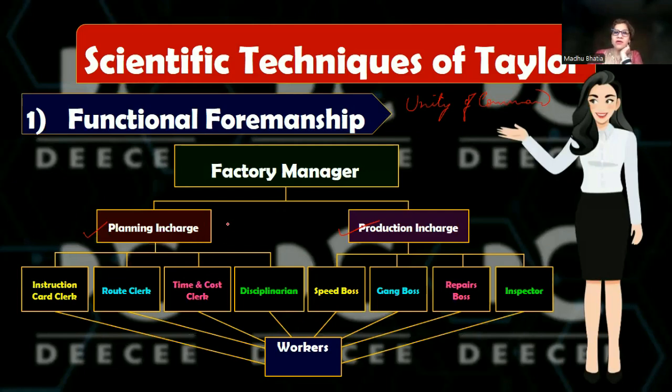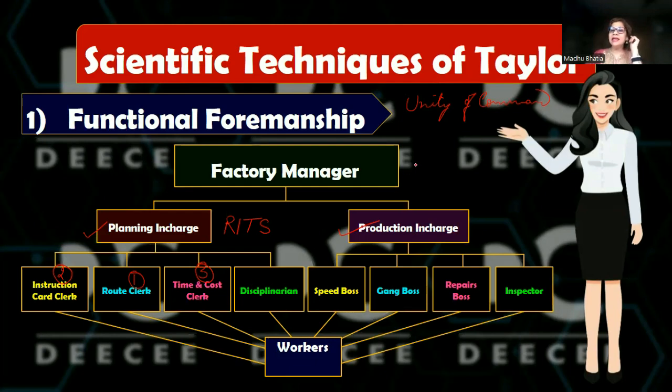Now, the code we have created over here is RITS. Now, what is this RITS? R stands for route clerk. What is the task of the route clerk? The route clerk defines the route, the process that has to be followed in doing the work. So that is R. I stands for instruction card clerk. It's very clear. Instruction card clerk's job is to provide the instructions not only in verbal manner but in writing so that people can refer to the instructions whenever they need to. Then T stands for time and cost clerk. So the task of time clerk is to keep a check on the time and thereby calculate the cost also.